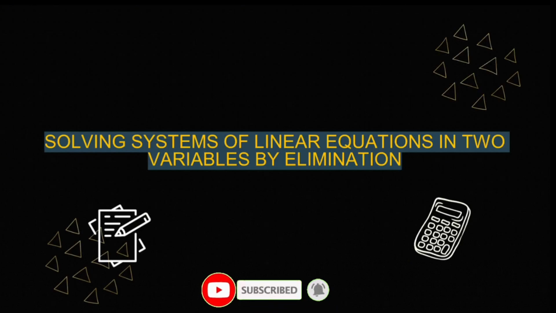So today we'll be discussing solving systems of linear equations in two variables by elimination. Just like in our previous videos, we already discussed the first two ways of solving systems of linear equations: solving by graphing, then solving by substitution. Now this will be the last method in solving systems of linear equations, and the elimination method is the safest way.